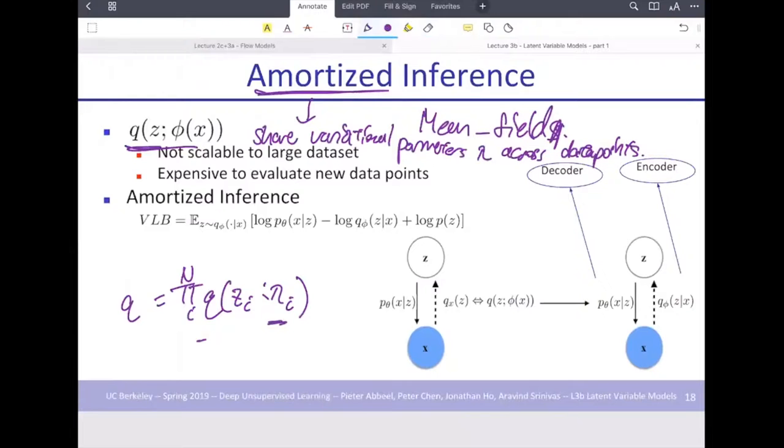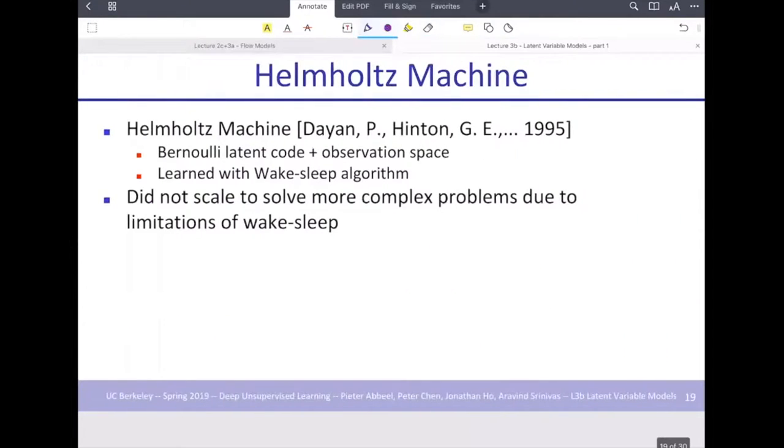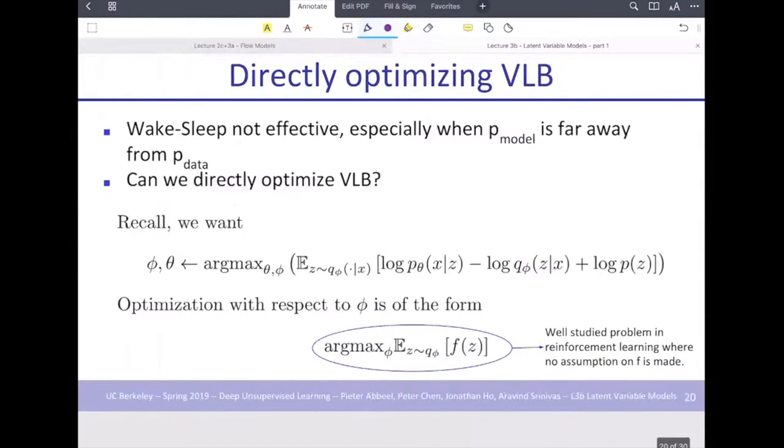Okay. I'm not very sure about the Helmholtz machine. I'm not sure if it's important. But I guess we can move on to directly optimizing the VLB.